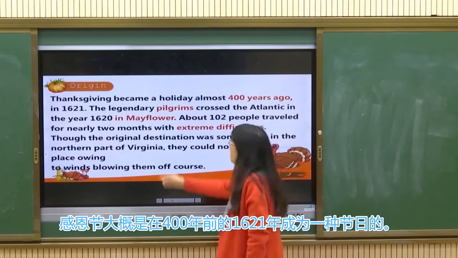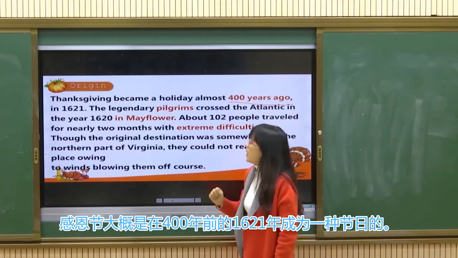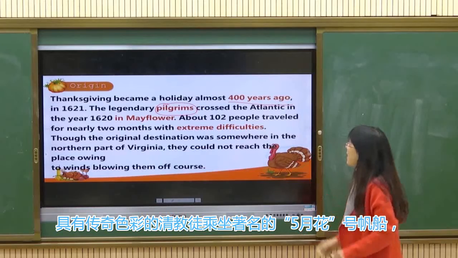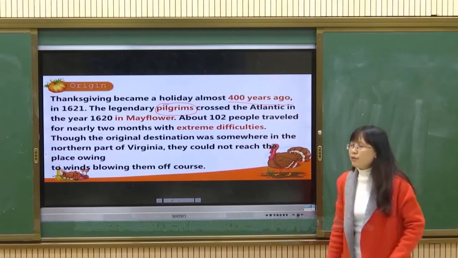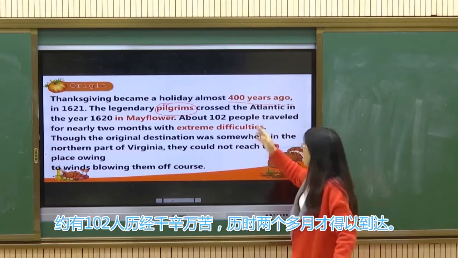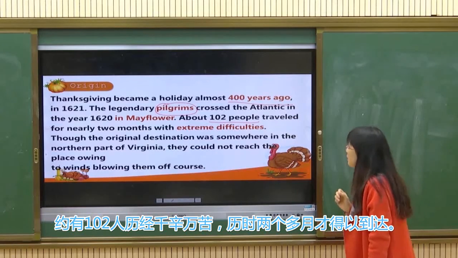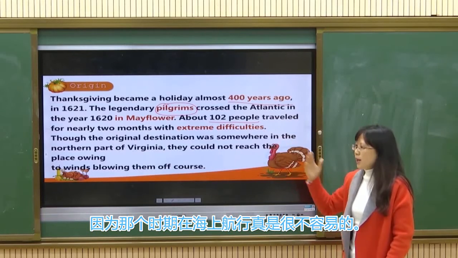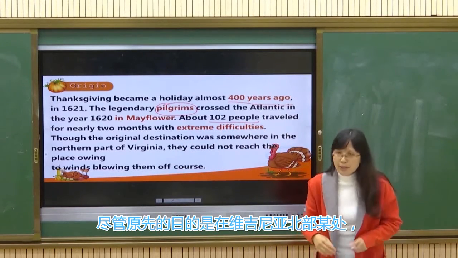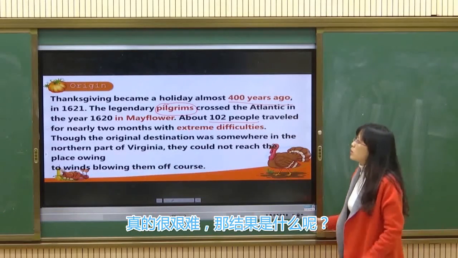Let's look at the origin of Thanksgiving Day. Thanksgiving became a holiday almost 400 years ago. When? About 1621. And why? The legendary pilgrims, 清教徒, crossed the Atlantic in the year of 1620 in the Mayflower. This is a very famous history in America and also in British history. About 102 people traveled for nearly 2 months with extreme difficulties because it was so hard sailing in the sea. And though the original destination was somewhere in the northern part of Virginia, they could not reach the place. Why? Owing to the winds blowing them, of course. Okay, so it was really hard.